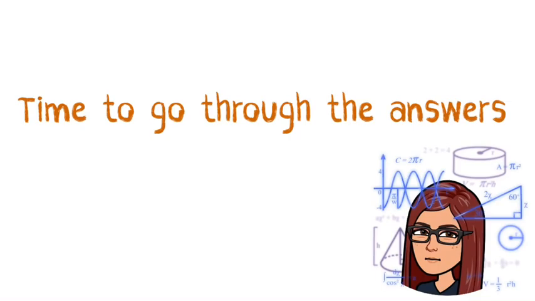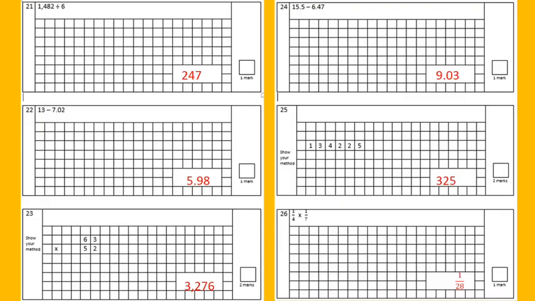Okay, time to go through the answers. We've got 1,482 divided by 6. So for this one, I would have definitely used the bus stop method, how we've been doing it at school. Write out your 6 times tables. There is no point in making silly mistakes with times tables. Write them out to start off with. Then you can see how much goes into each number, and you can carry across the value if it's too small. So the answer for that one is 247.